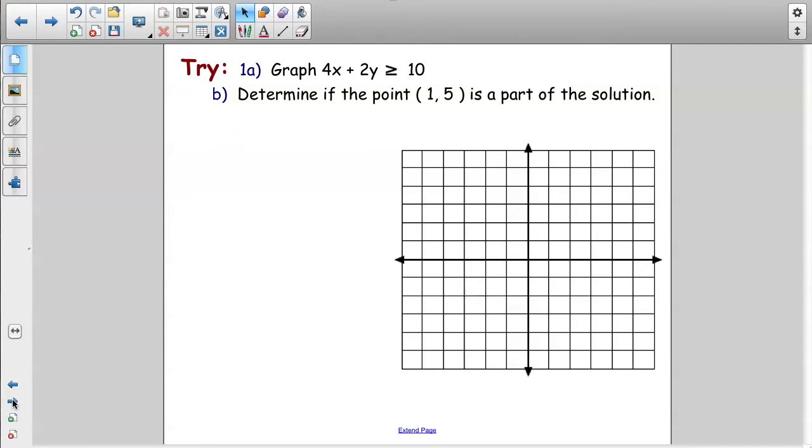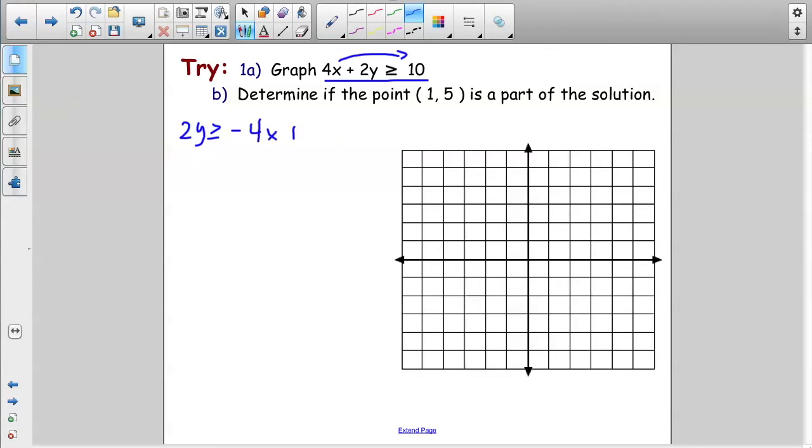Okay, so let's try this one. So we got our linear function right here. Now we have to get it into y. Okay, we have to get to that form y equals. So let's just start off. We've got a 2 in front of that, so we have to keep that 2 there. Move that over, so we get negative 4x plus 10. And we divide by 2, divide by 2, divide by 2. And so there it is.